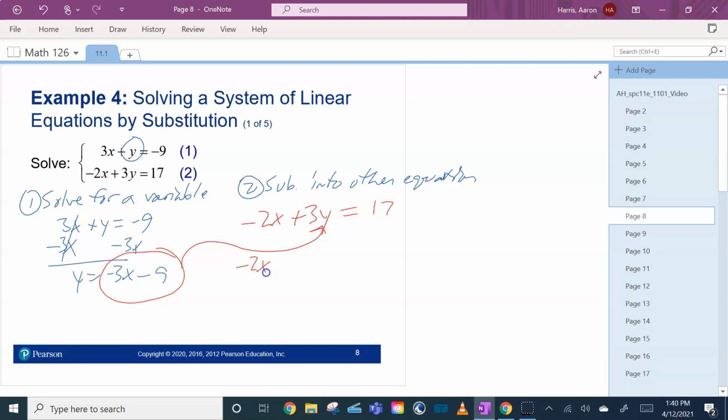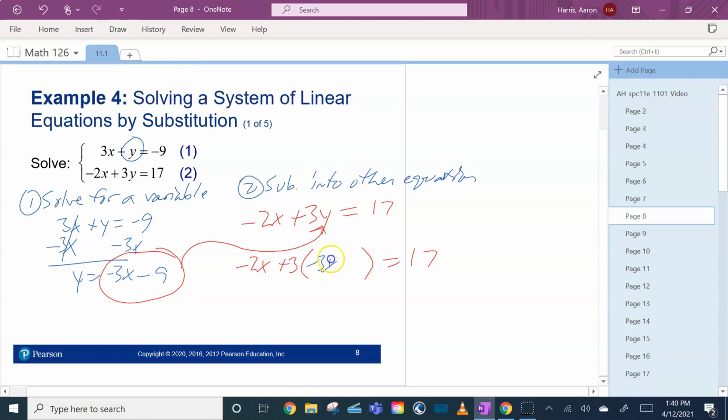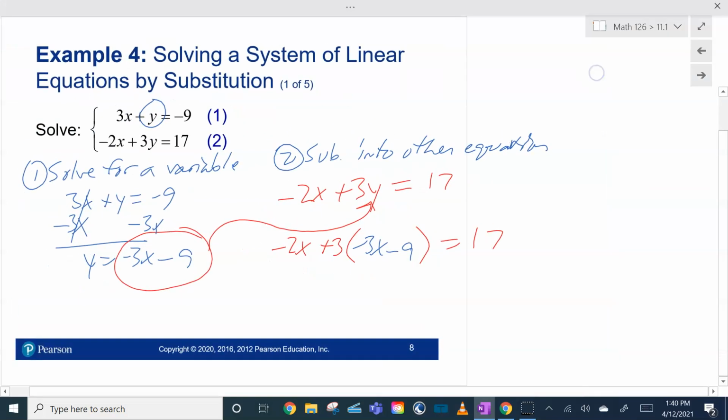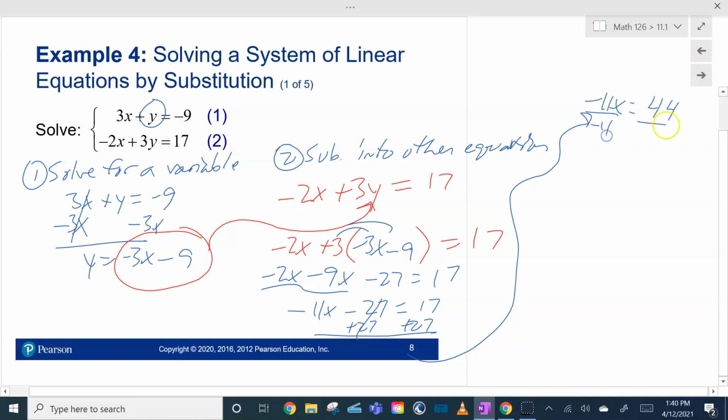So I have negative 2x plus 3 times, and I'm going to plug that negative 3x minus 9 in. And I'm going to solve. So negative 2x minus 9x minus 27 equals 17. Combine like terms. Add that 27, both sides. So we have negative 11x equals 44. Divide by negative 11. Looks like we got negative 4.